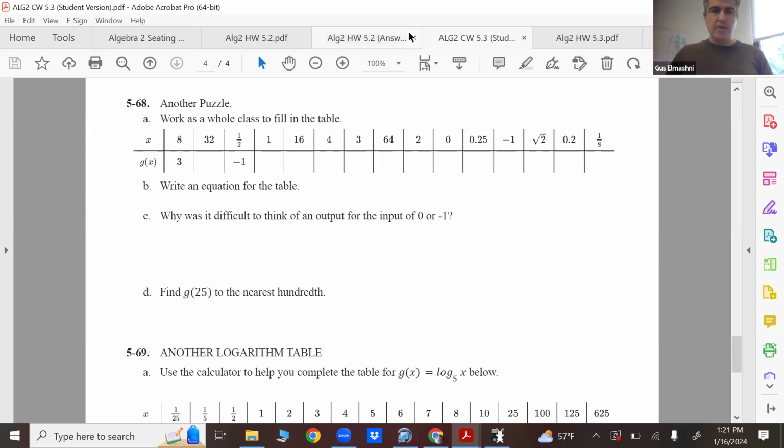What's the equation here? It looks like the equation is going to be log base 2 of x. I'll just tell you right now, it's log base 2 of x. Because if I do log base 2 of 8, I get 3. If I do log base 2 of 1/2, I get -1.